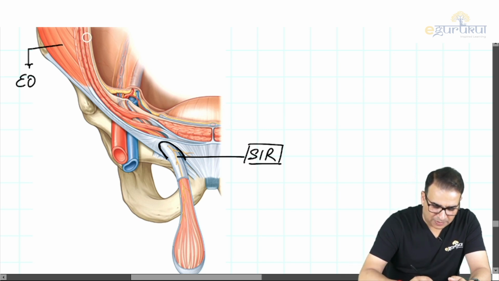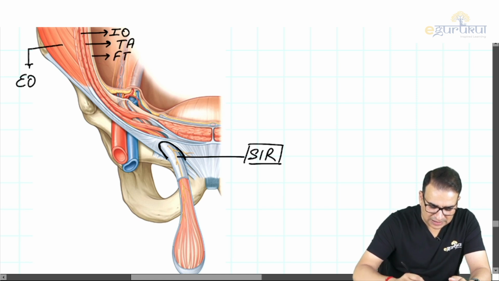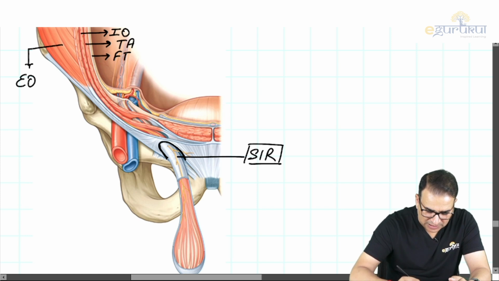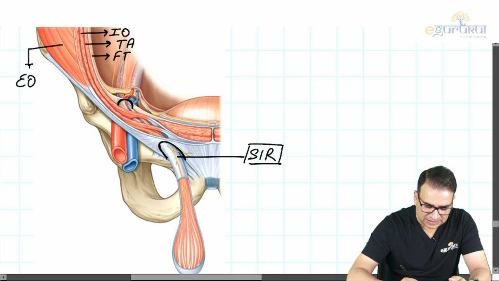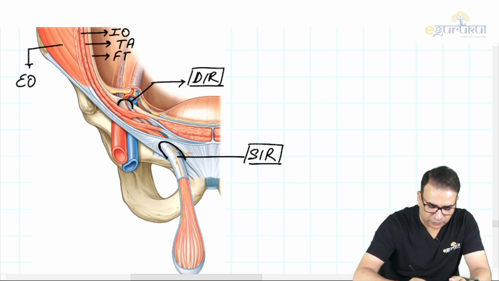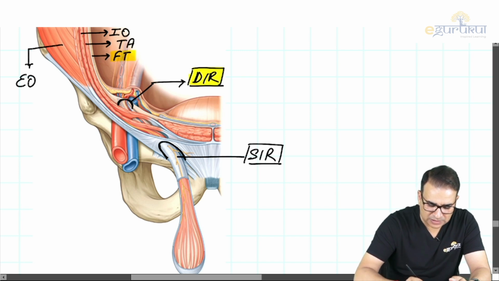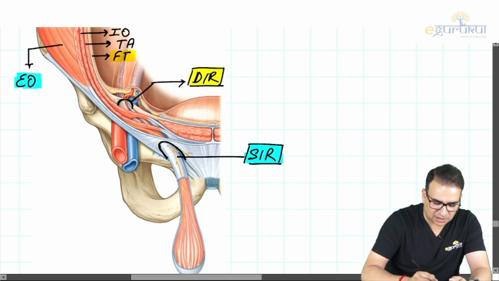Then we have internal oblique muscle, the transverse abdominis muscle. I hope you can see that's internal oblique. The next one here is a transverse abdominis. And then we have this fascia transversalis. If you look at this fascia transversalis, that's the opening over there. That's the opening of the fascia transversalis, and that is nothing but the deep inguinal ring. So first and foremost, the deep inguinal ring is an opening present in fascia transversalis, whereas the superficial inguinal ring is an opening present in external oblique aponeurosis. To be more precise, I would say external oblique aponeurosis.